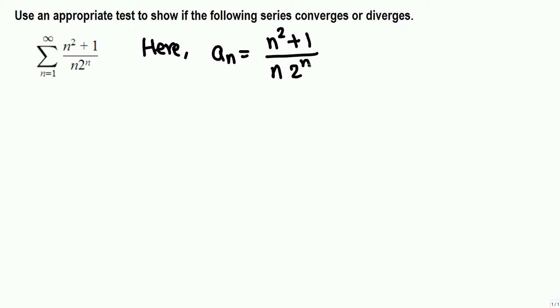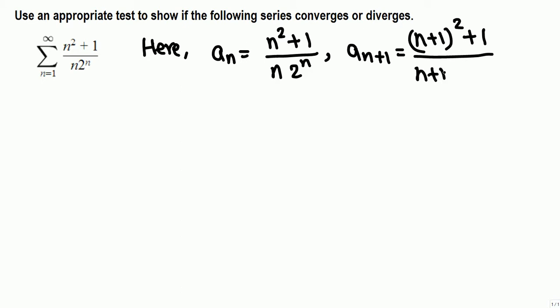Okay, so 2 to the n, we have n squared plus 1. Limit comparison test is difficult. Let's use the ratio test. Okay, this is a_n, then a_(n+1). The next term would be just replace n throughout by n plus 1. So (n plus 1) quantity squared plus 1 over (n plus 1) times 2 raised to n plus 1. All the terms are positive, so we don't need absolute value when we are using the ratio test.